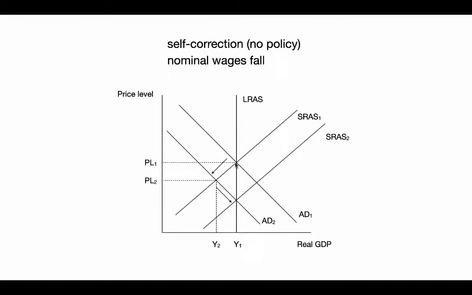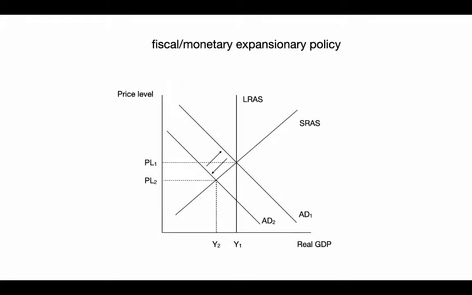The other alternative, since we're here in recession, is for the government to step in and do some kind of policy response. Remember, fiscal policy is increase spending, cut taxes. That's going to increase aggregate demand. Or increase the money supply. That's also going to increase aggregate demand.